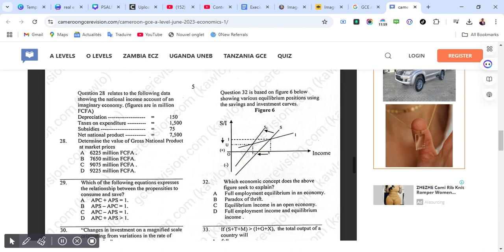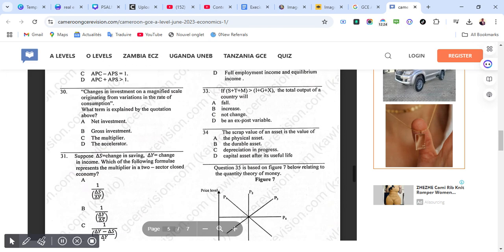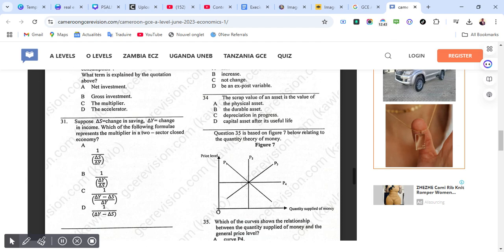Question 32 is based on figure 6 below, showing various equilibrium positions using the savings and investment curves. Which economic concept does the above figure seek to explain? The correct answer for 32 is B, paradox of thrift. If S plus T plus M equals I plus G plus X, the total output of the country will, correct answer for 33 is A, fall. The scrap value of an asset is the value of, correct answer for 34 is A, the physical asset.